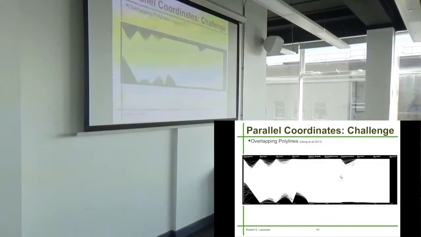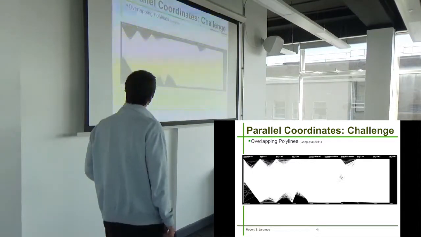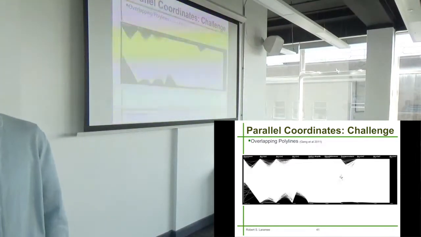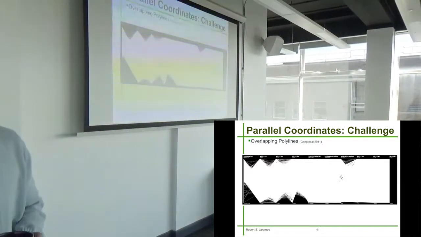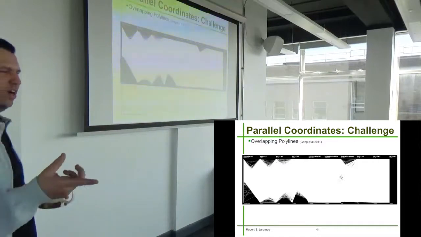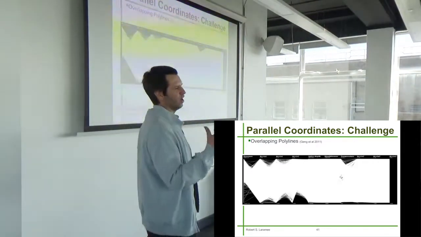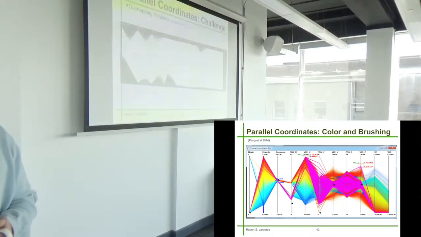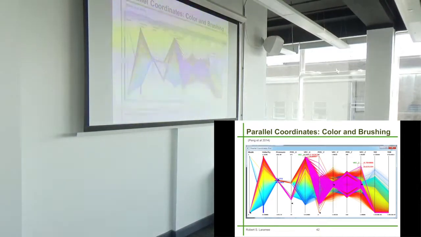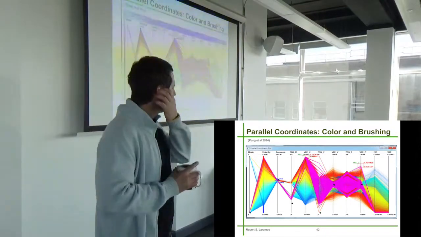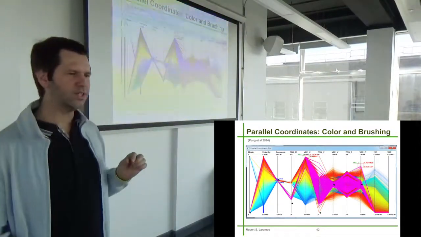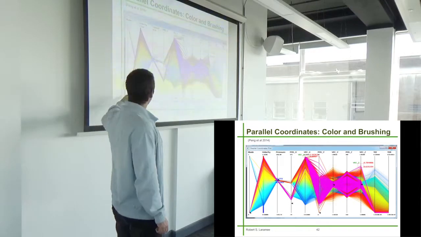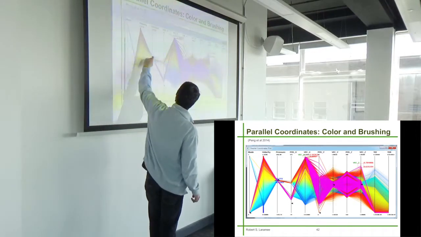Here's another challenge, when you have too many polylines. If you're not using color, that's what you can see as well, which is not very nice. So one of the challenges Carlo mentioned is the order of the axes. Another challenge is large data sets, like how you apply this to larger data sets. One way to address that is through something called brushing. Brushing just means selection, selecting a range of data. As soon as I use color, by the way, it makes it easier to track edges as they go across.